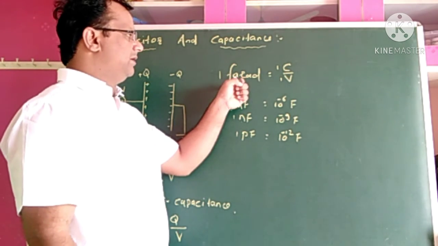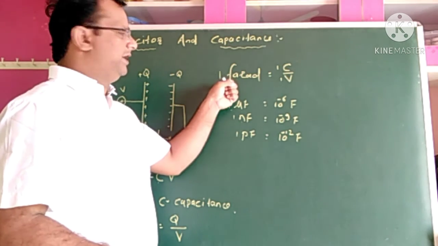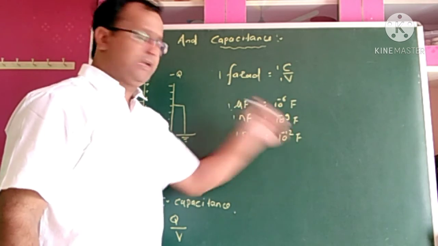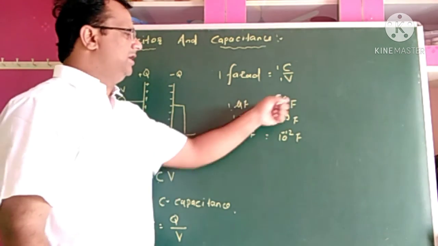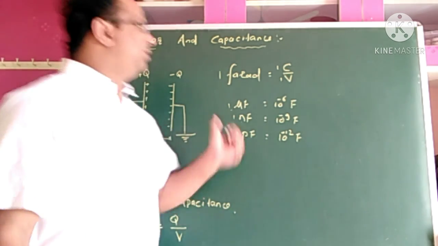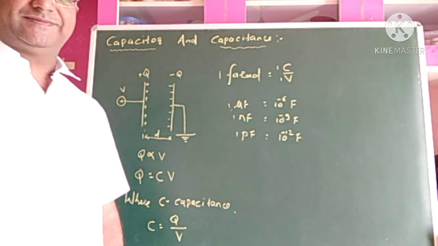And here, if we want to write the unit in full form, then we write it in small letters. But if we want to give the symbol only, then we write capital F, right? Capital F is also the farad, the unit of capacitance. So this is about the capacitor and capacitance, right?